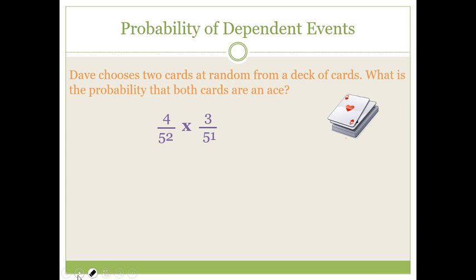And then I would multiply those 2 probabilities and get 12 over 2,652, which I can reduce to 1 out of 221. Very small chance, right, that you would randomly pick 2 aces out of a deck.